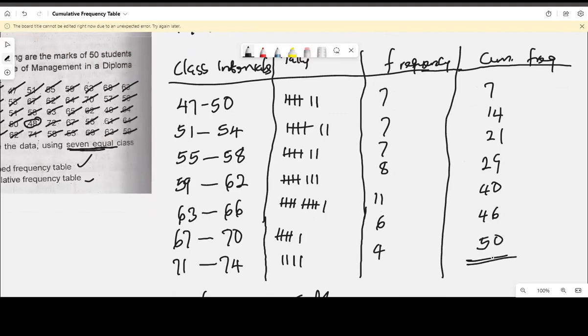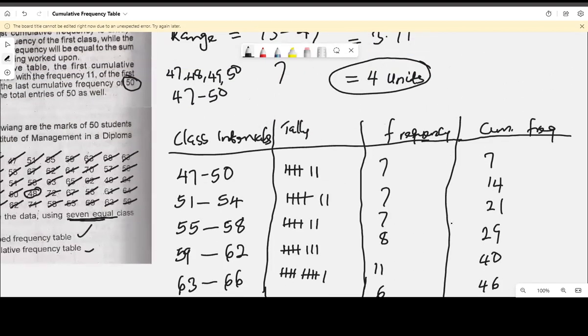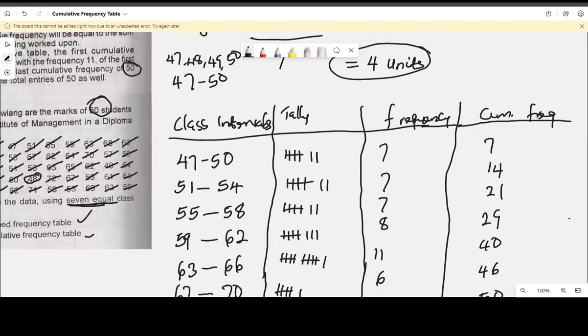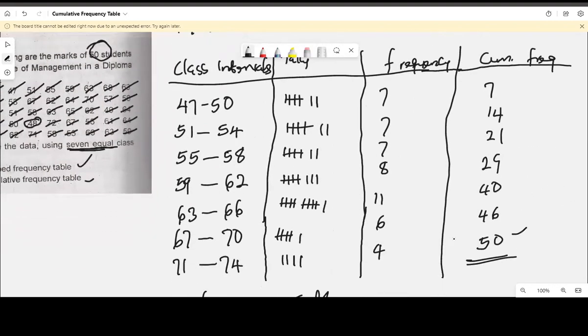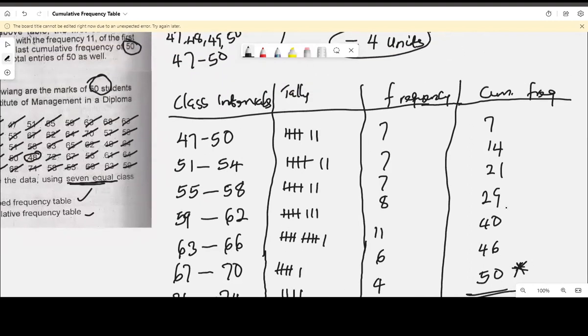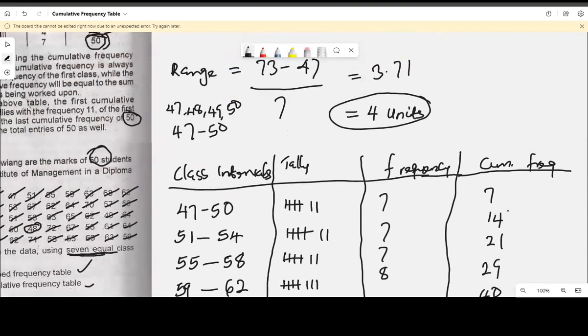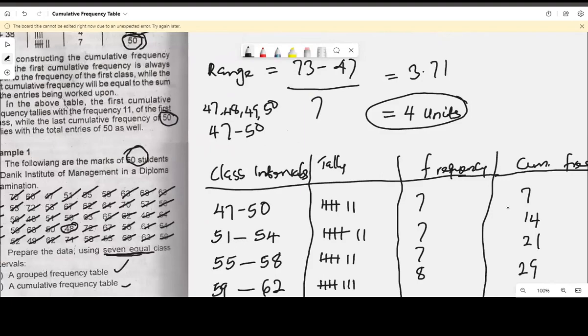If you recall, we said that the last cumulative frequency should equal the total number of entries in the data. The question said the following are the marks of 50 students. So we have 50 as our last cumulative frequency. That shows that our table is correct. If you have anything other than 50, there is an indication that there's a mistake somewhere in your table. So this is how to prepare a frequency table and a cumulative frequency table.